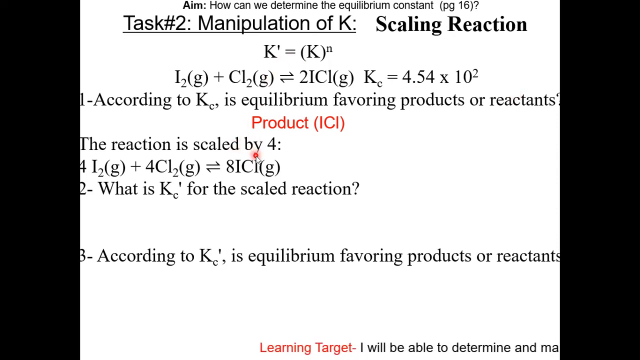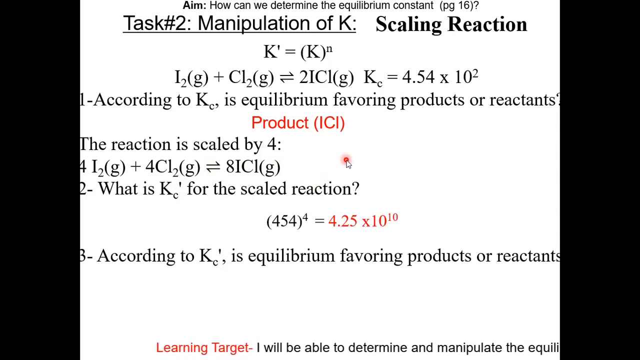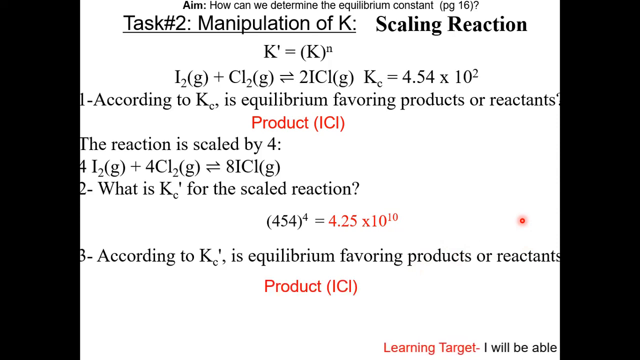If the reaction is scaled by 4, what is K prime for the scaled reaction? It will be the K constant raised to the 4th power. According to K prime, is the equilibrium favoring products or reactants? It is still favoring products.